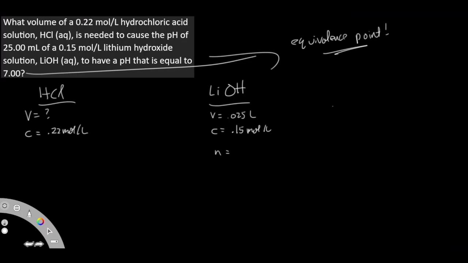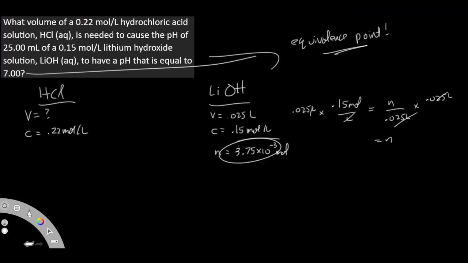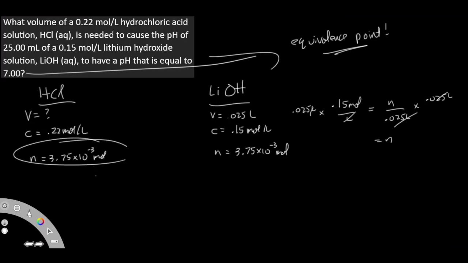So C is equal to N over V. So we have our C is equal to our N. We have no idea what it is. Over V, we have 0.025 liters. Obviously, just do it on this side. Cancel them out. If you do it on the right side, do it on the left side. So this cancels out, this cancels out. What do you end up getting for your N? 3.75 times 10 to the negative 3. Okay, so this is obviously all in moles. So whatever we have over here, it's going to be the same thing over here. So I'm just going to put N here also at 3.75 times 10 to the negative 3. Okay, so this is what we have for our HCl as well.